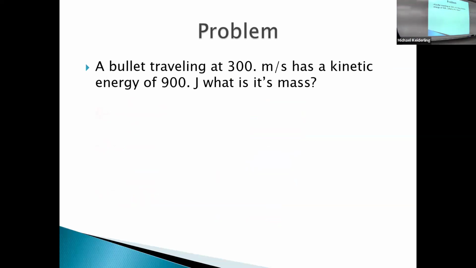Here we have a bullet traveling at 300 meters per second. It has a kinetic energy of 900 joules. What is its mass?